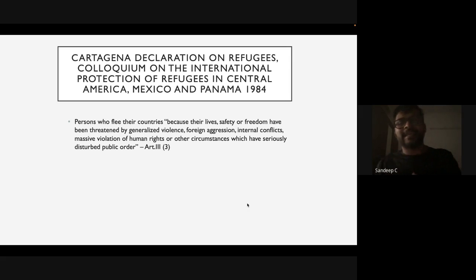Now, that clarity we can see in the Cartagena Declaration, where it says that persecution is where the life, safety, or freedom of a person is threatened by violence, foreign aggression, or internal conflict. Okay, that leads to human rights violation. Nowhere in the Refugee Convention of 1951 is the concept of human rights mentioned, because human rights conventions only came into existence in 1966. The Universal Declaration of Human Rights was at the stage of infancy.